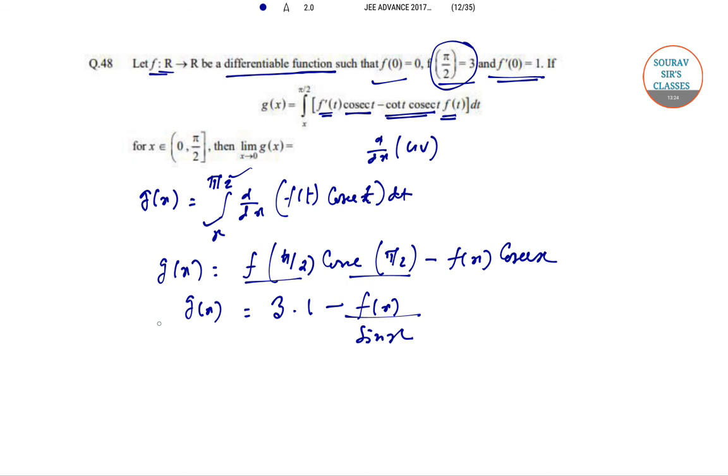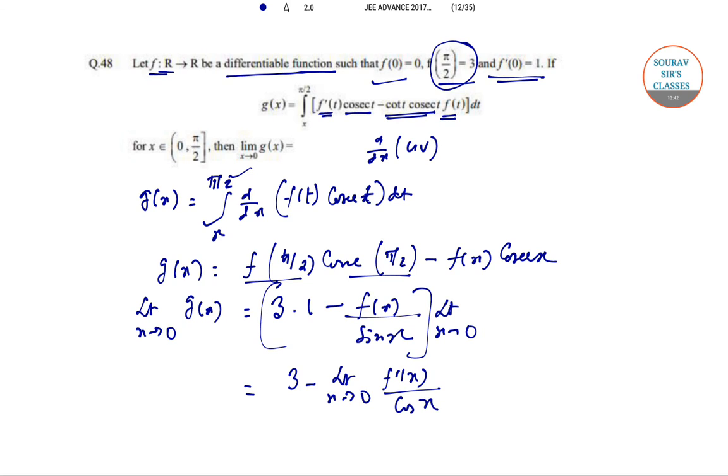g of x. Now if I take the limit on both sides, limit x tends to 0, and here also limit x tends to 0. So here the 3 is outside the limit, and limit x tends to 0 of f dash x by cos x by L'Hopital's rule. So 3 minus f dash 0, if we put it, we get 1, and cos 0 is also 1, so the answer is 2. So the value of this limit is 2.